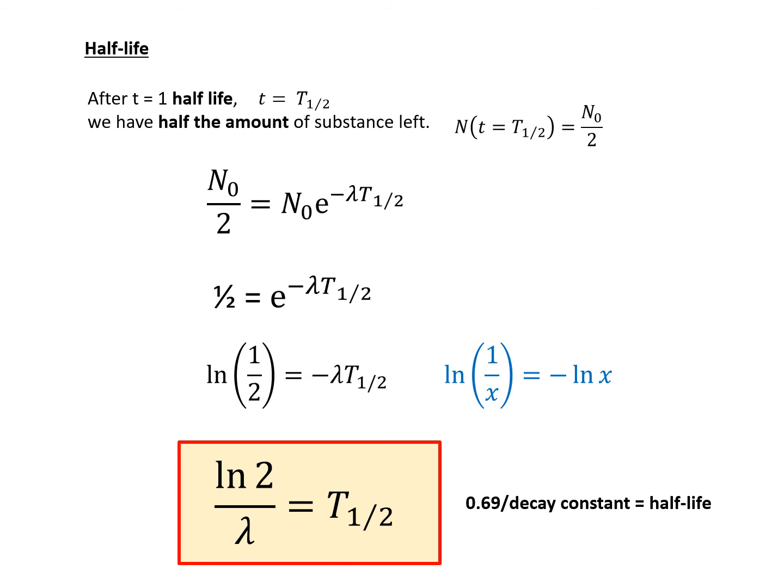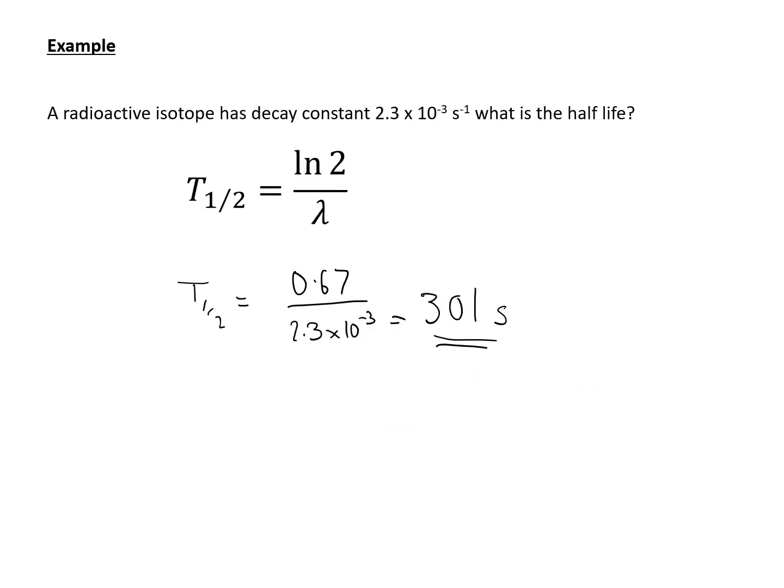If we plug that into our equations, cancel n0, and then take the inverse operation of an exponential, which is the natural logarithm, ln, we can rearrange the algebra and find that the half-life is ln2, which is just a constant, divided by the decay constant, which is a fixed number that changes depending on the nature of the substance we've got. So 0.69 divided by the decay constant always equals the half-life in seconds. For example, if we've got a radioactive isotope with a decay constant of 2.3 times 10 to the minus 3 inverse seconds, we can find the half-life as ln2 divided by that, so 301 seconds.